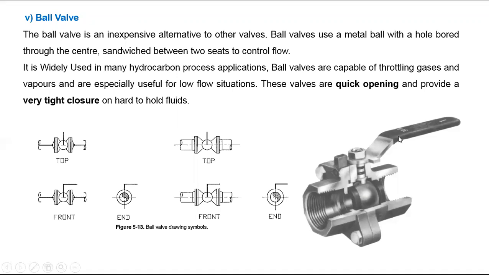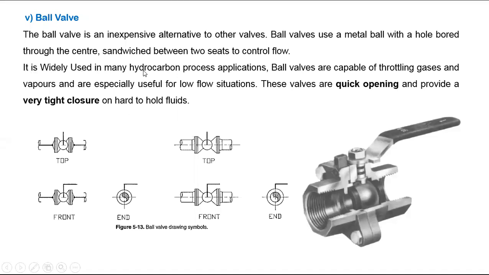The bore will be there. If you turn 90 degrees, that bore will go to the left side or right side, so that it will block. The other side, this metal side, will come to this side, so that the flow will be affected. It will stop the flow. Like that only it is working. One lever will be there for turning the valve.